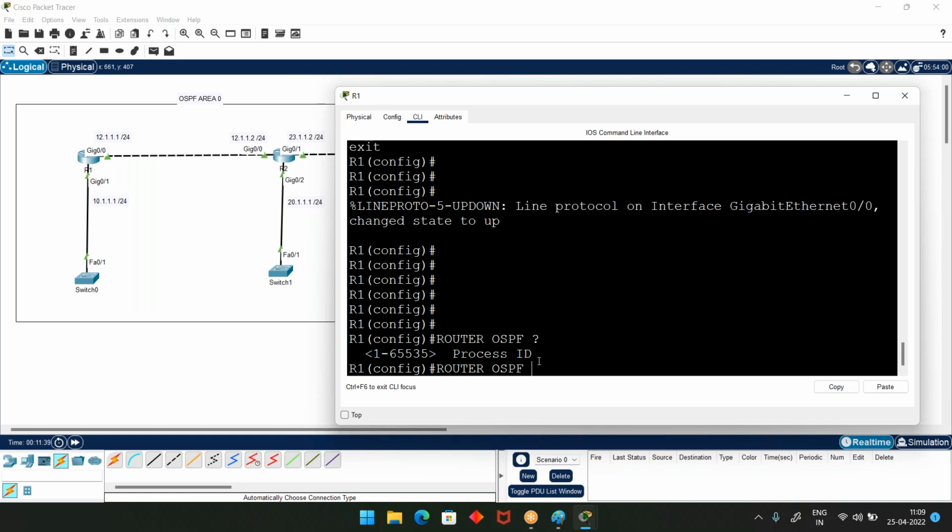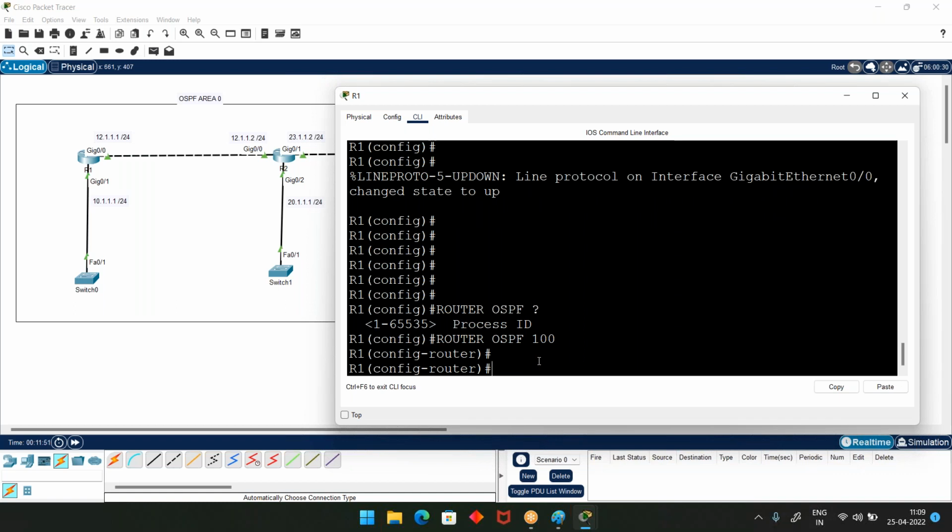You can define any value here, from 1 to 65,535. That is up to you. So I can define the process ID as 100 here. Then network.